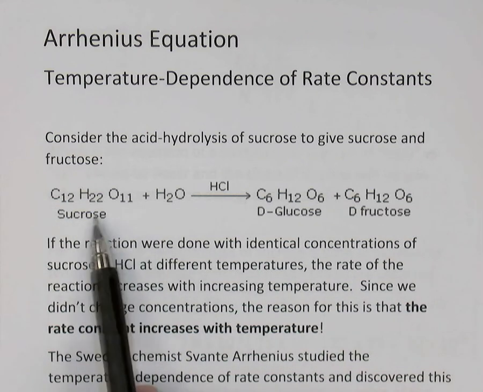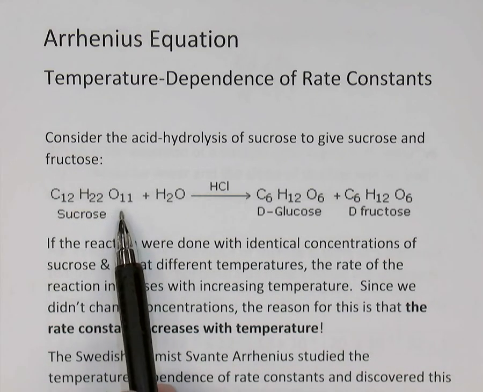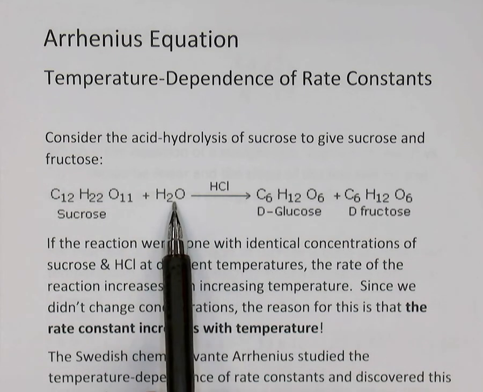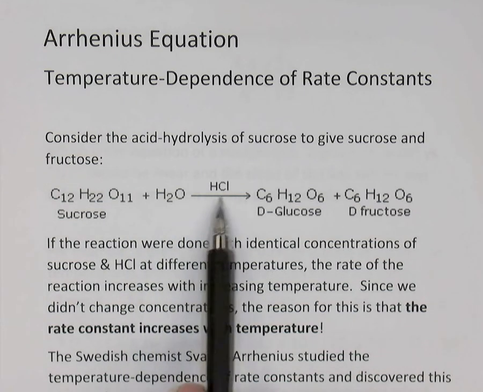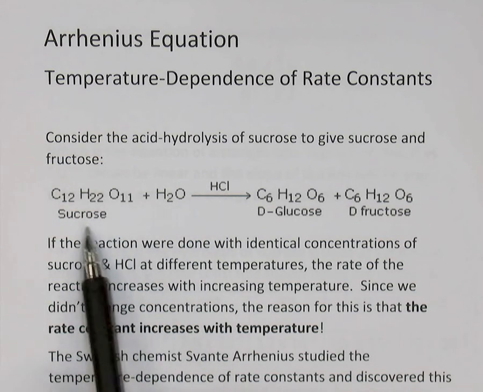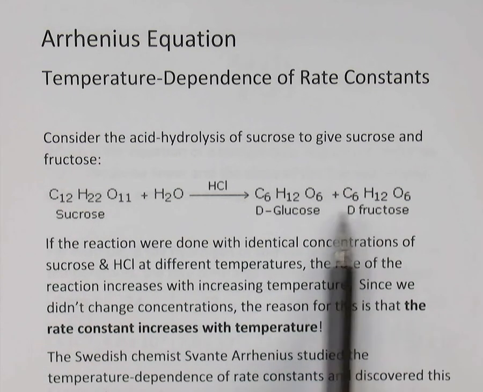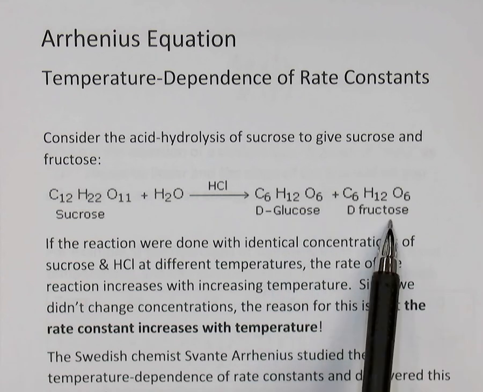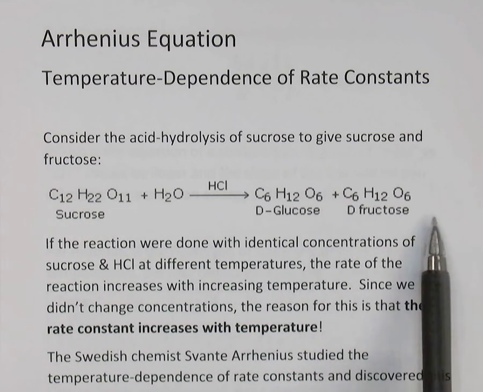We have sucrose, C12H22O11, and we're going to do the acid hydrolysis of the sucrose. So it's catalyzed by hydrochloric acid with water, and the sucrose, which is a disaccharide, breaks apart into two simple monosaccharides, or simple sugars, glucose and fructose. In this reaction, we're going to see some data about it in just a minute.